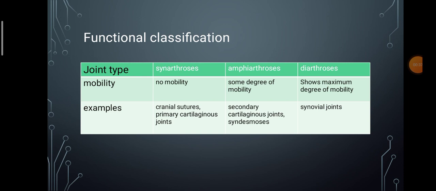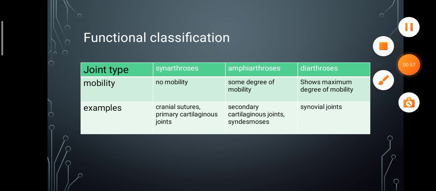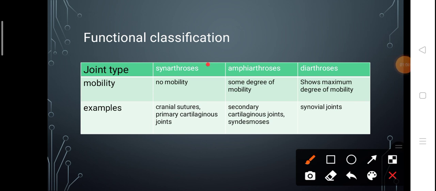Joints are classified functionally and structurally. Functional classification is based on the degree of movement. In that you have synarthrosis, amphiarthrosis and diarthrosis. Synarthrosis, these are immovable joints. For example, you have the cranial sutures, primary cartilaginous joint. And in the case of amphiarthrosis, these are slightly movable joints. In that you have examples like secondary cartilaginous joint and syndesmosis.